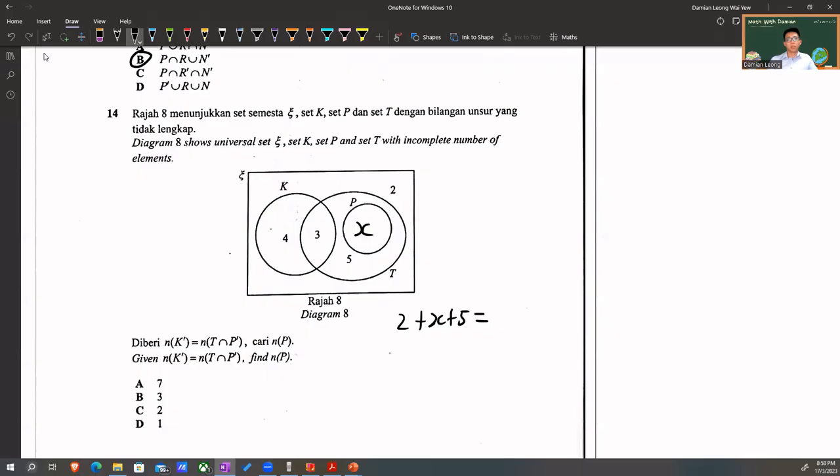T intersect outside of P. Outside of P inside T is this 2, 3 and 5. 3 plus 5. So X plus 7 is 8. X will be 8 minus 7, 1. Answer D.